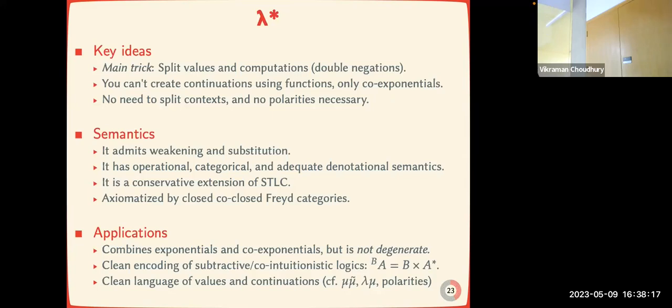This is the language which has both exponentials and co-exponentials, but these are call by value exponentials and co-exponentials, so they're weak in some way. But more importantly, it's not a degenerate language, and it means you can give a computational interpretation to all these other languages with subtraction, logics with subtraction, like co-intuitionistic logic and subtractive logic, without going to linear logic. The main trick was literally just split values and computations. Don't do values and continuations, do values and computations. Okay.